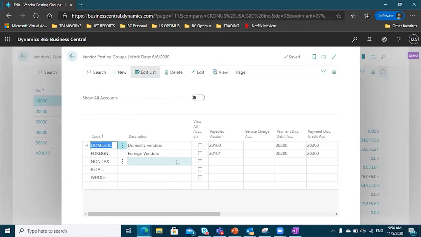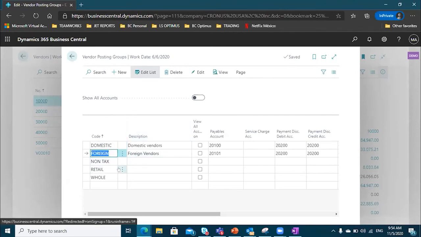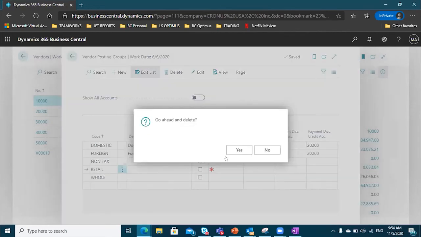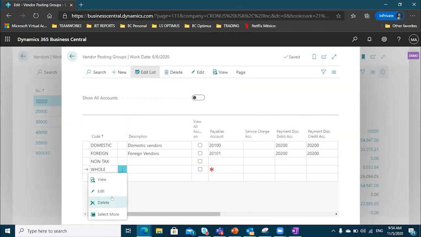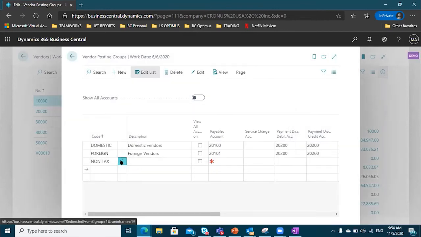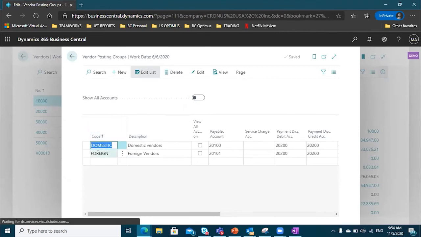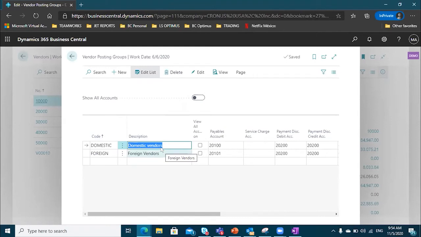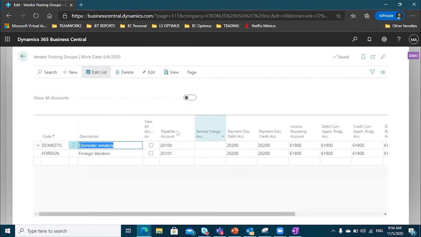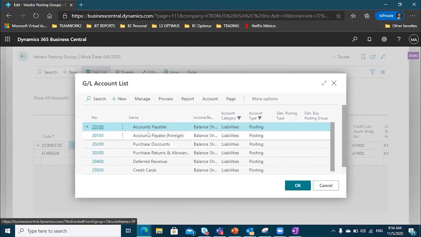Here it is, okay? The vendor posting group requires just the classification of your vendors. To begin, we only have two: domestic and foreign. This is because I have different currencies. That's the only purpose to divide my payables account, but any activity related to payments is going to generate one payable account. Here I have different accounts payable for local and foreign.